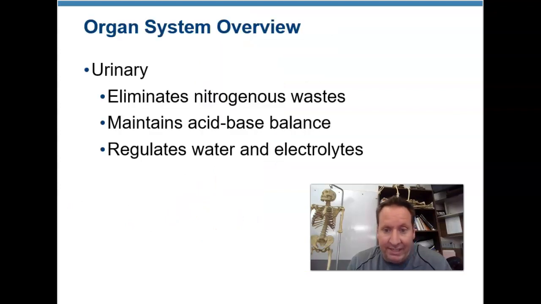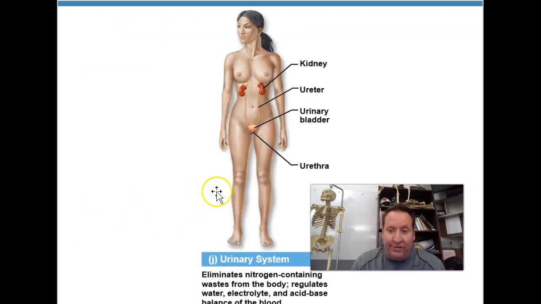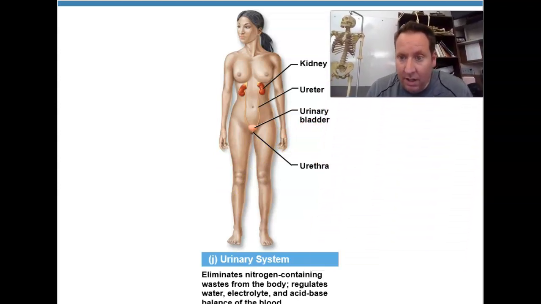Moving into the urinary system, it is going to eliminate nitrogenous waste from the body. We'll talk a little bit about nitrogenous waste when we get to the urinary system. It also helps maintain your acid-base balance, and regulates your water balance and your electrolyte balance as well. It's going to help clean your blood. The urinary system is one of the organ systems that helps clean your blood. Some of the major organs that we have are the kidneys, the ureter, the bladder, and the urethra. The kidneys, the ureter, the bladder, and the urethra are all the major organs of the urinary system.